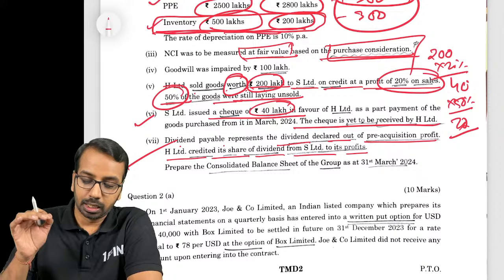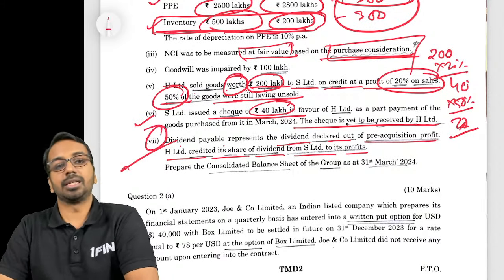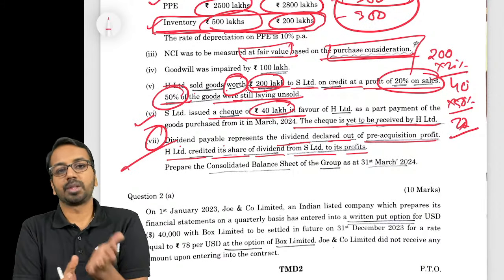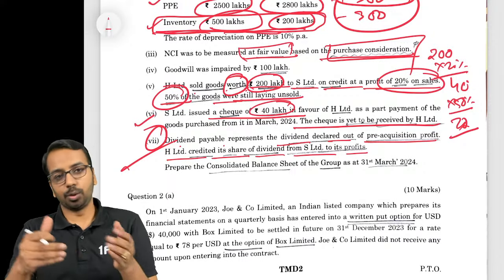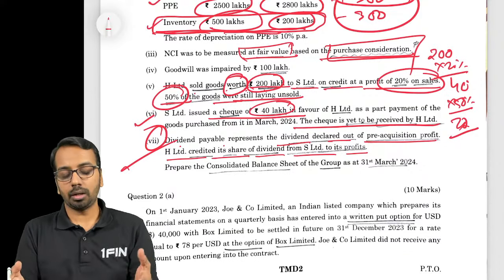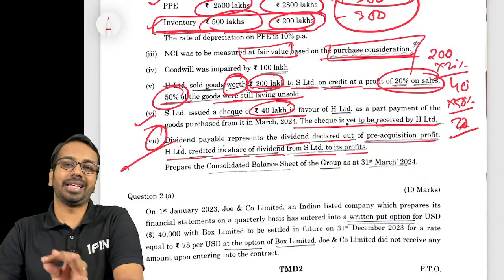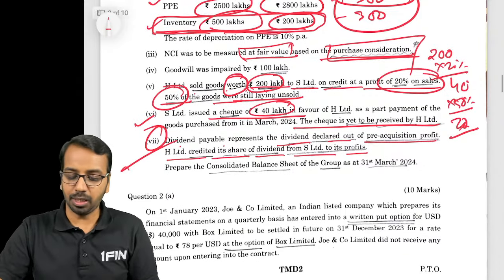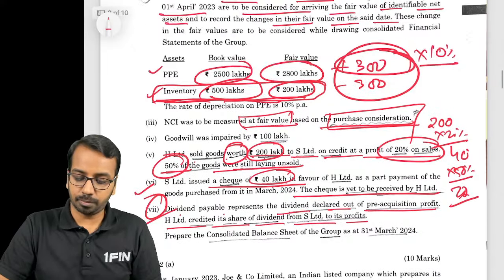Now, the thing that you have to keep in mind, especially for this dividend adjustment, is that you can do it both ways. One, you reverse the dividend impact and do the solution, like you do when there is a mid-year acquisition, or you ignore this dividend adjustment. Your final answer will not change. Both the approaches are possible. So let us look at the solution.